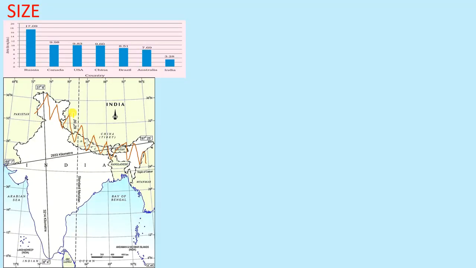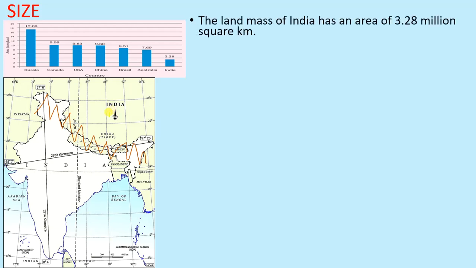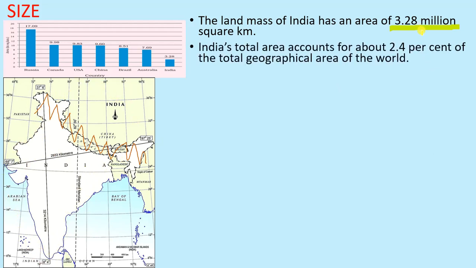Now the size of our country. If we see the size of our country, students, the land mass of India has an area of 3.28 million square kilometers. Whatever this land area is, that is 3.28 million square kilometers. India's total area accounts for 2.4% of the total world geographical area.